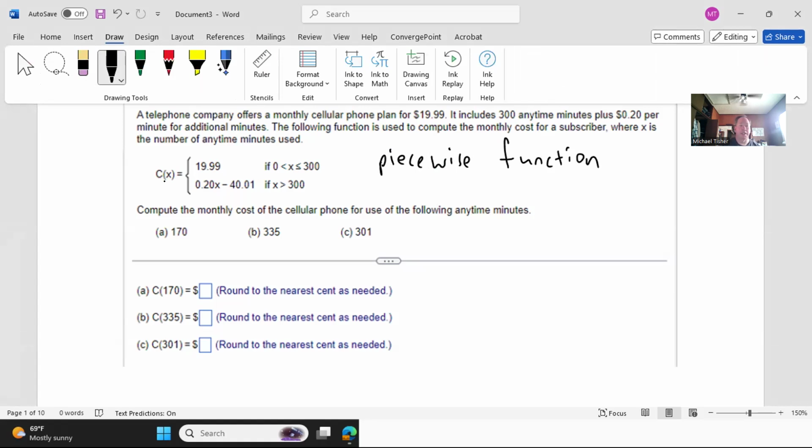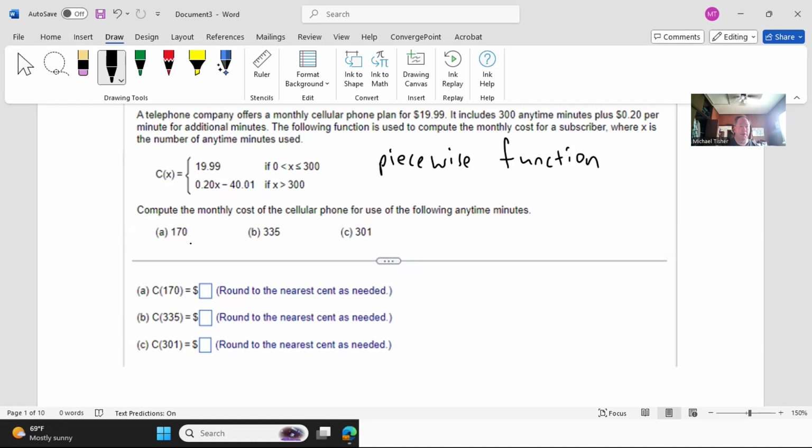So in this case, we have c of x equals 19.99 only if 0 is less than x is less than or equal to 300. And we have c of x equals 0.20x minus 40.01 only if x is greater than 300. And with this function, we want to compute the monthly costs of the cellular phone for use of the following anytime minutes. So let's do it for the A part, 170.